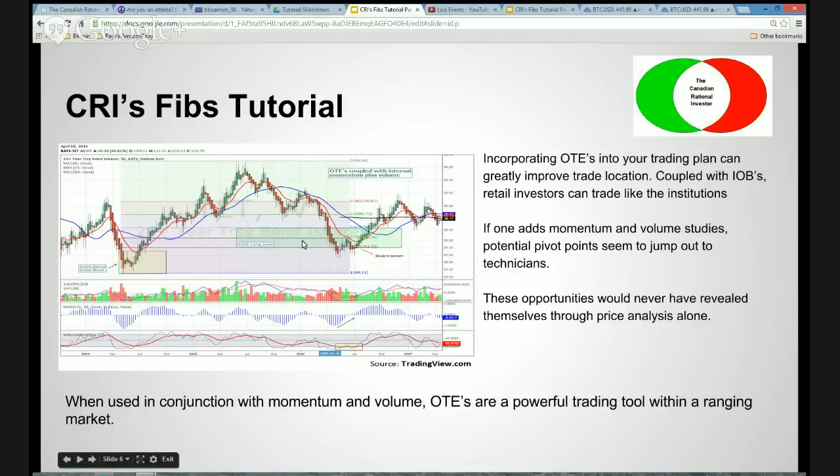Where should you have been considering buying? If you couple this concept of the OTE, the optimal trade entry, with the institutional order block, where the market was stopped going down previously, institutions put in a bottom and turned it, so basically they have a vested interest in defending this area, you come up with very, very powerful trading tools. If one adds momentum and volume study, potential pivot points seem to jump out to technicians.